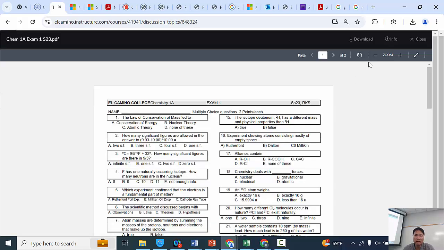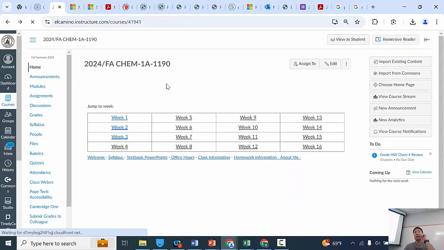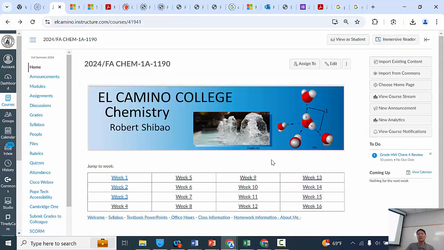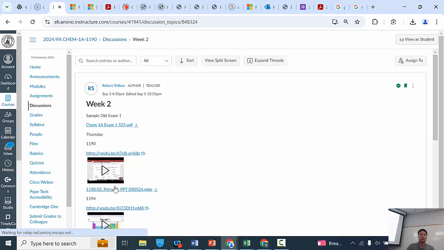The link is working. I post things on Canvas. You check the Canvas? Yeah, I posted on Canvas last week. Here, sample old exam 1.